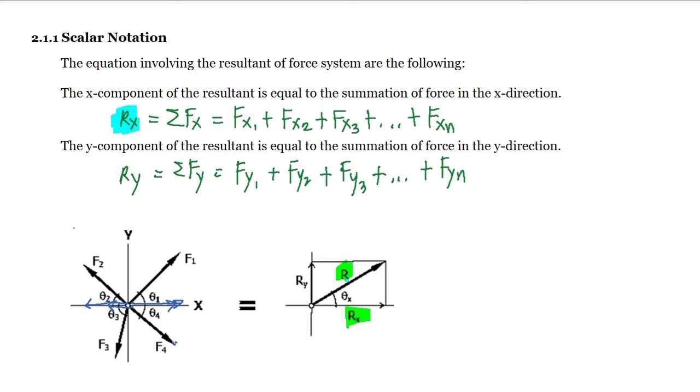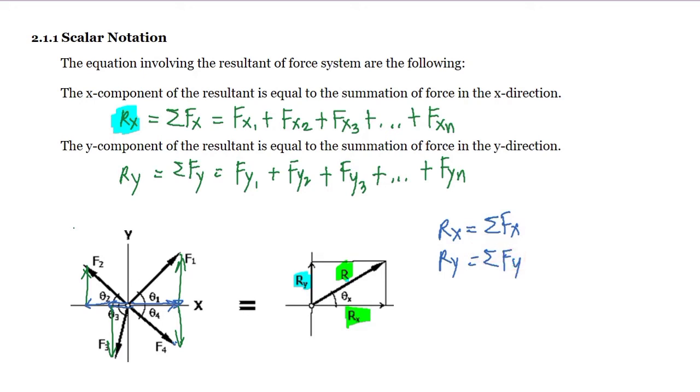Now, if we are going to compute for the Ry, the y component of the resultant, it is just equal to the summation of all the forces in the y direction. So, if this is the F1, this is the F1y, this is the F2y, this is the F3y, and this is the F4y. We're going to generalize. We have the Rx is just equal to the summation of the forces in x direction, and the Ry is equal to the summation of the forces in the y direction.